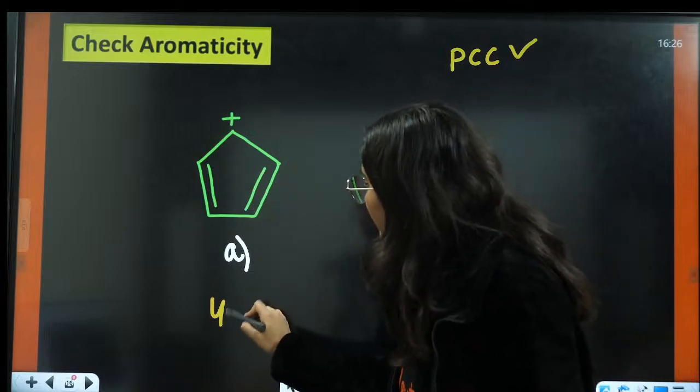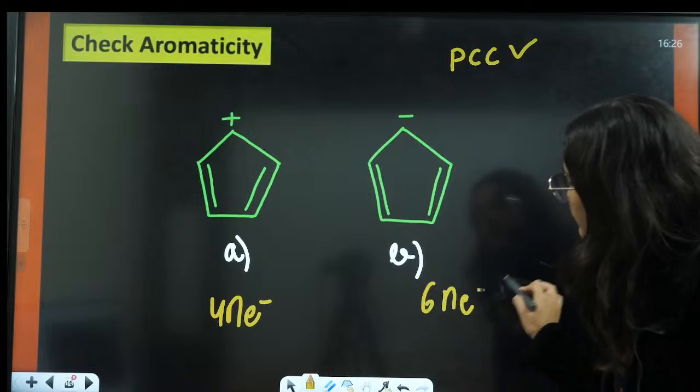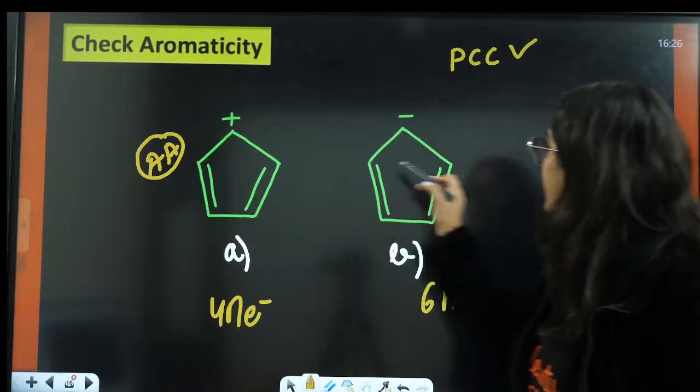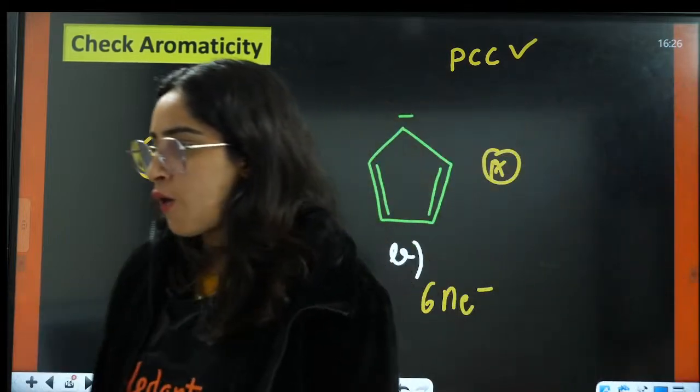Here we have 4 pi electrons. Here we have 1, 2, 3, 4, 5, 6 pi electrons, right? So for this, this is anti-aromatic and this comes to be aromatic as it is following 4n plus 2 pi electrons, right? Okay.